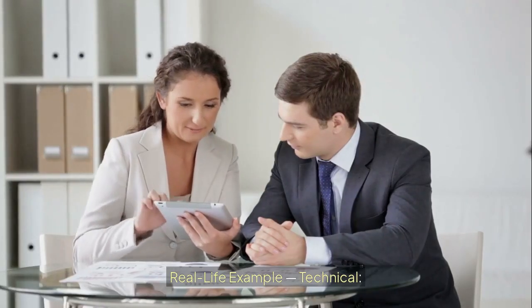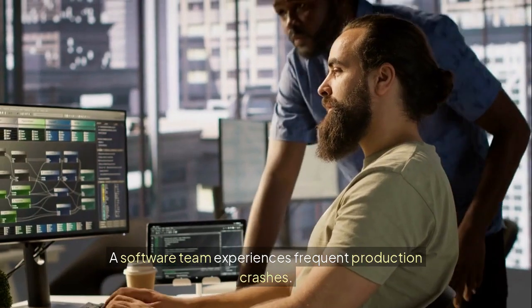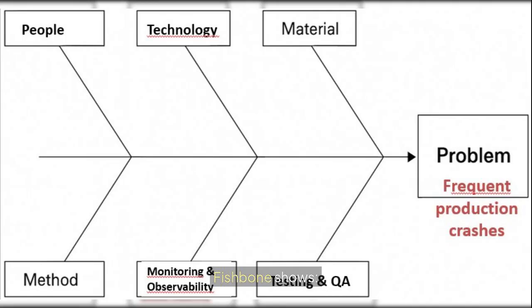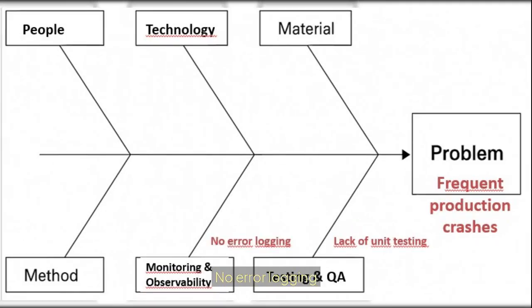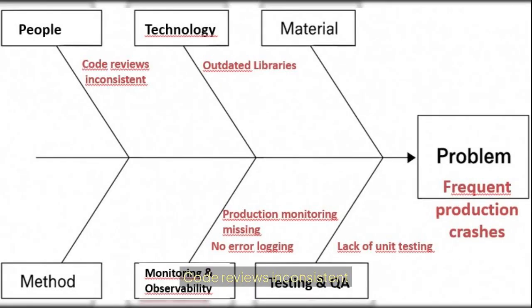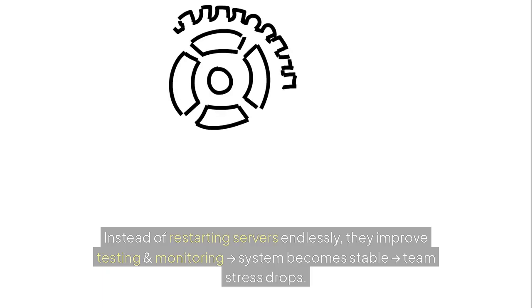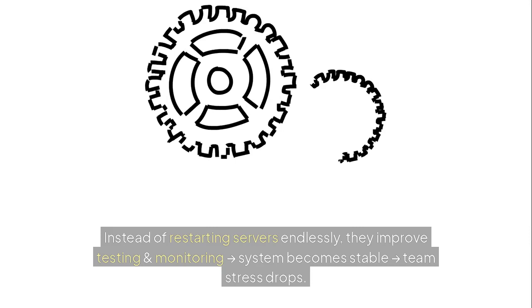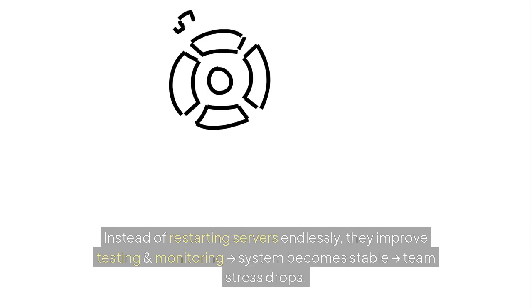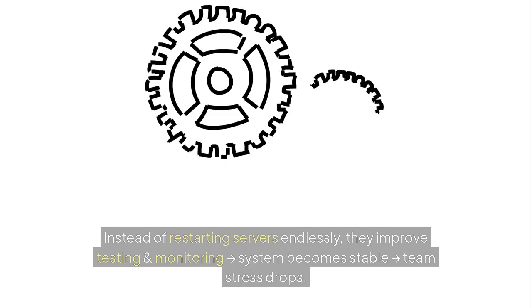Real-life example, technical. A software team experiences frequent production crashes. Fishbone shows lack of unit testing, no error logging, outdated libraries, production monitoring, missing code reviews, inconsistent. Instead of restarting servers endlessly, they improve testing and monitoring. System becomes stable. Team stress drops.